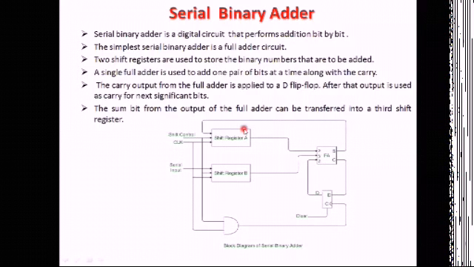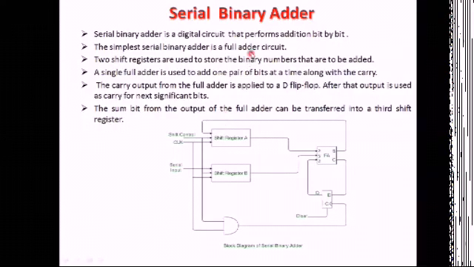Next is step number 4. The sum output of the full adder is fed to the most significant bit of the shift register, the MSB of the sum register. Next, the content of the sum register is also shifted right when the clock pulse is applied. After applying 4 clock pulses, the addition of the contents of registers A and B is stored in the sum register. So this was, in short, the working process of the serial binary adder. I hope this is clear to all of you.